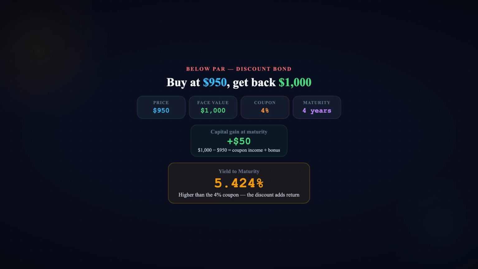And it works the other way too. If you pay more than face value, the yield drops below the coupon rate because you absorb a capital loss at maturity.